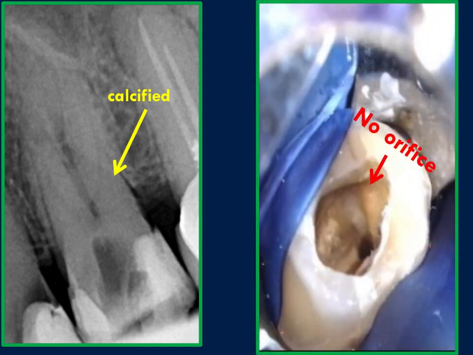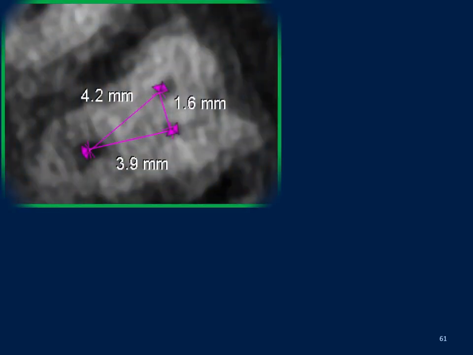With the microscope, I could not see any orifice. So I will use the calculation with the cone beam. Cone beam showed me those numbers. It tells me the distance between the mesiobuccal and distobuccal is 1.6 millimeter, and they are away from the palatal canal by 4.2 millimeter.